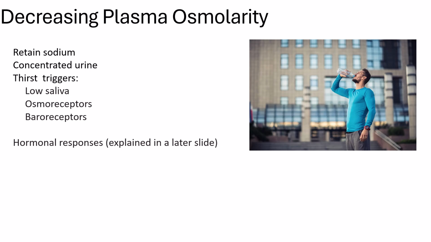Thirst is triggered easily by having low blood volume or low saliva. Baroreceptors in the aorta and carotid artery are also capable of sensing when blood volume is low. There are osmoreceptors in the hypothalamus that are monitoring the plasma osmolarity. If it goes too high, or if your blood gets too salty, thirst will be stimulated along with the hormone ADH. The easiest way to raise your blood volume is to add water by drinking it. Thirst does that if you respond to it.